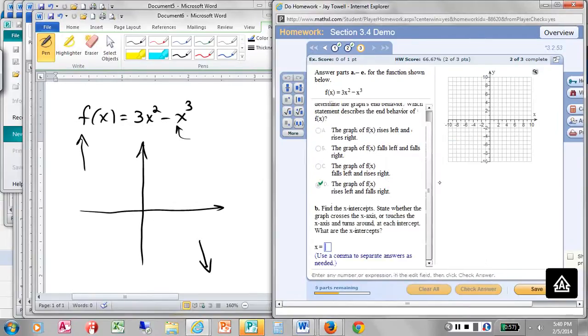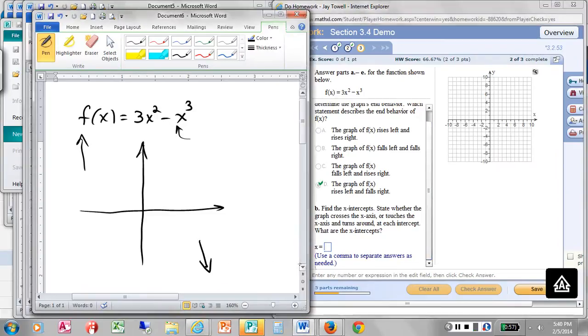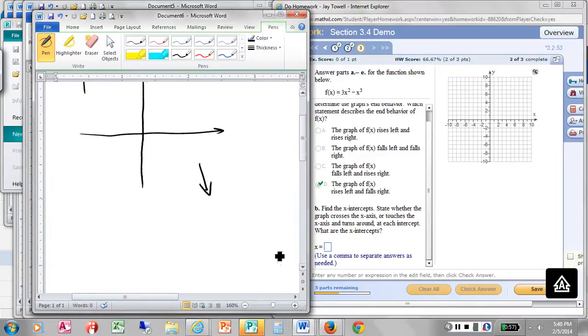Okay. Find the x-intercepts. All right, so the x-intercepts, we know we do that by setting y is 0, or f of x equals 0. So we have 0 equals 3x squared minus x cubed. And so that is going to be done by a little bit of factoring. We have a common factor of x squared, so we factor that off. We have x squared times 3 minus x.